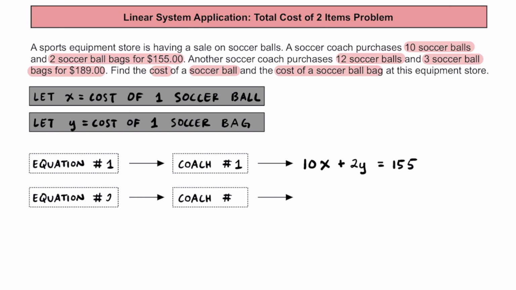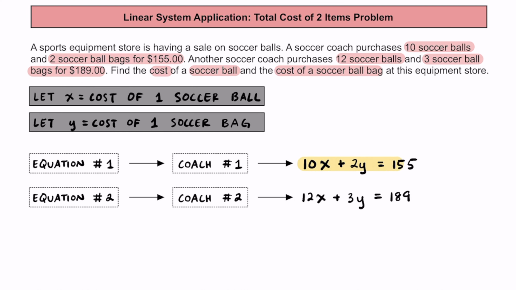For the other soccer coach, let's create a second equation for coach number 2. It looks like this second soccer coach is buying 12 of these soccer balls, and we still don't know the cost, so we're going to say the cost was x, so 12 times x, or 12x, would represent the total cost of the soccer balls for this coach, plus they buy some bags as well. It looks like they're buying 3 of these soccer ball bags. So again, the cost of one of those bags is y dollars, and the expression for that total cost is going to be 3 times y. We also know that this coach spent a total of $189, so let's set this equal to 189 for the total cost for this coach.